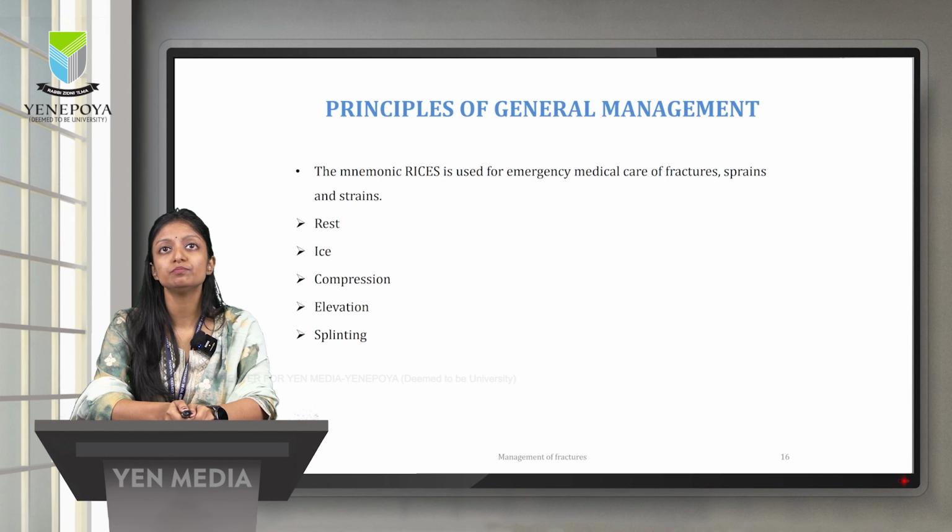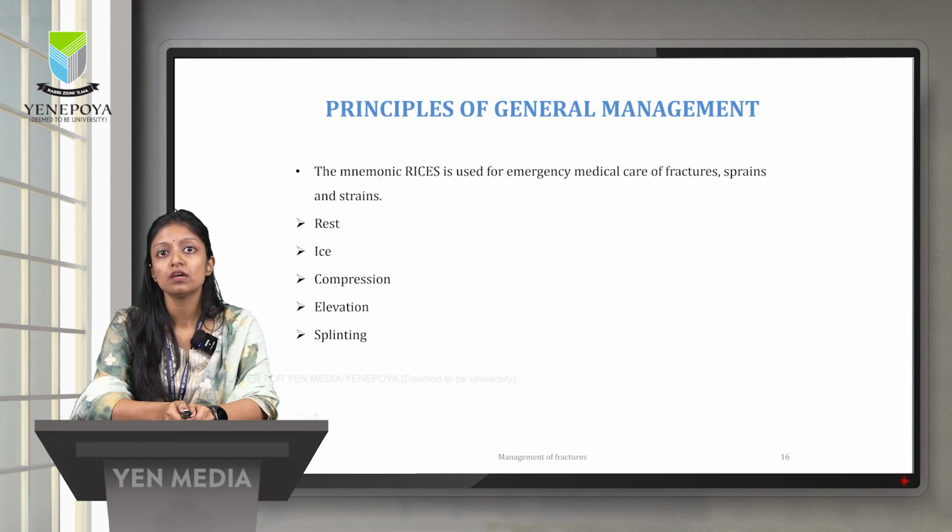Next, we see the principles of general management. Now, management of fracture is not an easy process, but there are certain principles or methods which are applicable for most of the fractures. So, we use the mnemonic RICES for emergency medical care of fractures, sprains and strains. The first element of RICES is rest. It means the person or the limb which has been fractured needs adequate resting and movement should be restricted to the minimum.